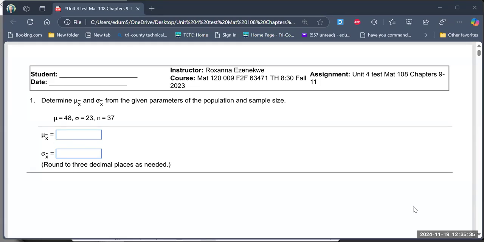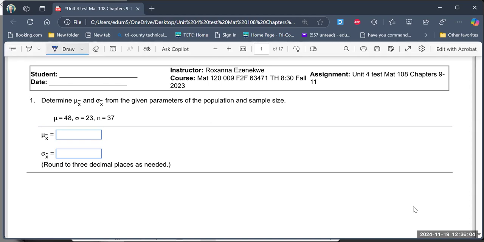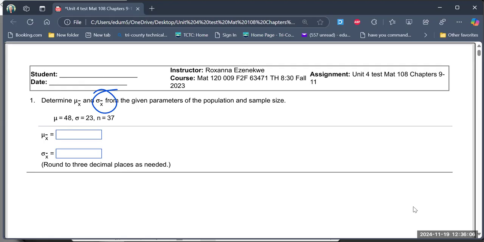Okay, so I wanted to see number one: determine mu x bar and sigma x bar from the given parameters of the population and sample size. Whenever the question asks for mu x bar and standard deviation x bar, you already know that standard deviation x bar is called standard error. That is the standard deviation of the central limit theorem.